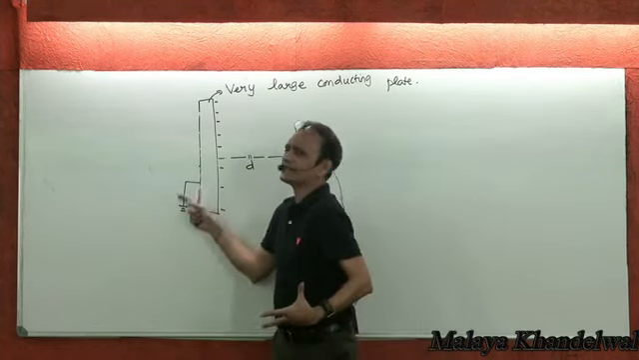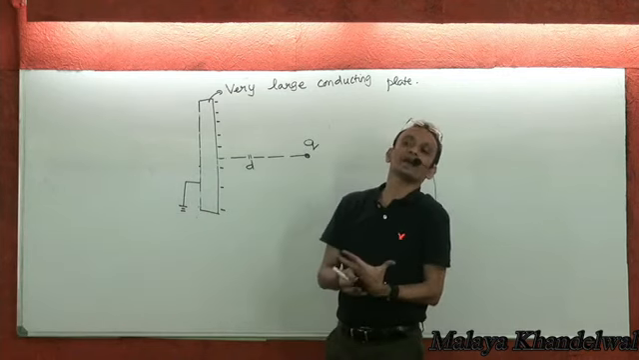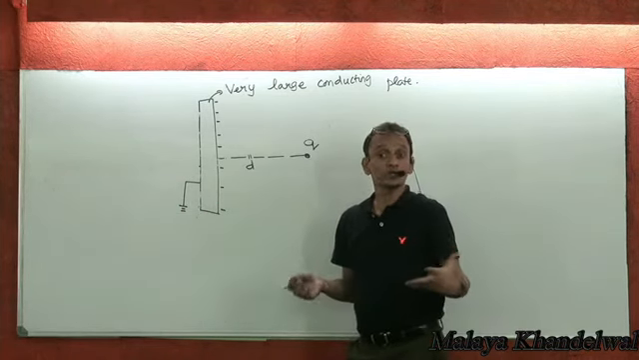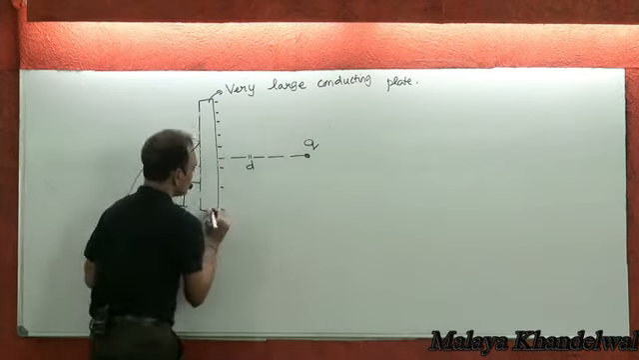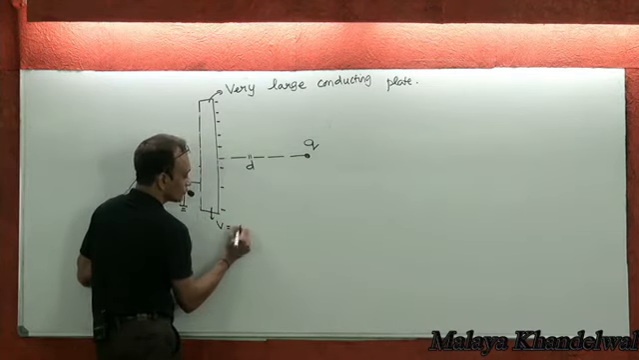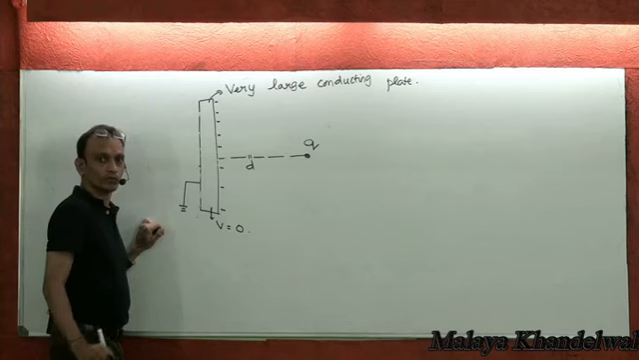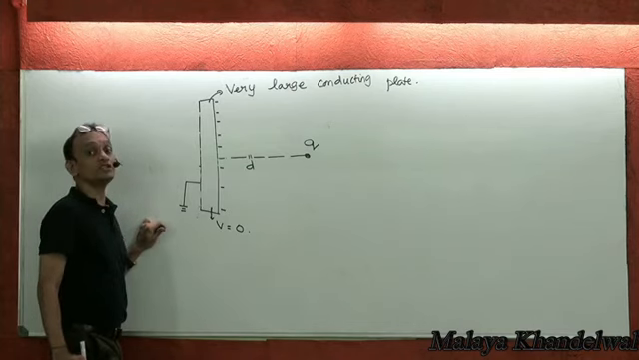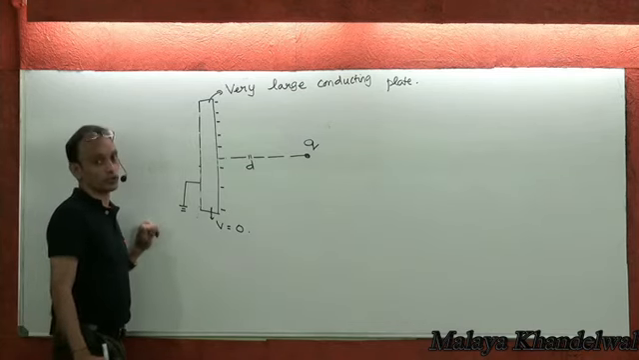The moment you connect an entity to earth, its potential becomes zero. Earthing means reducing it to zero potential.